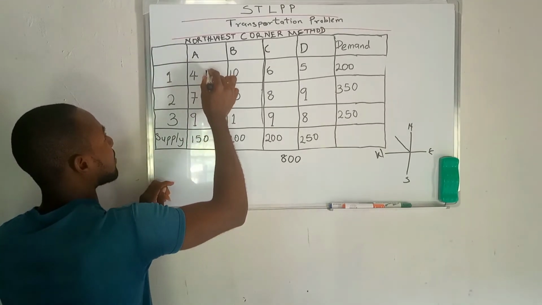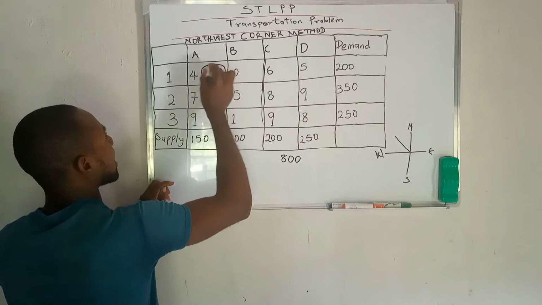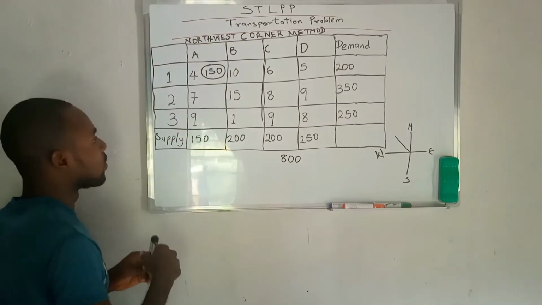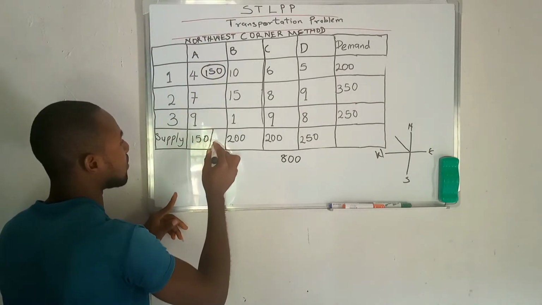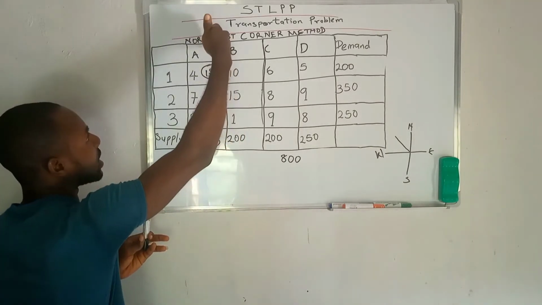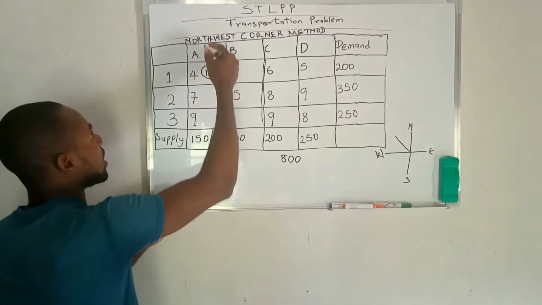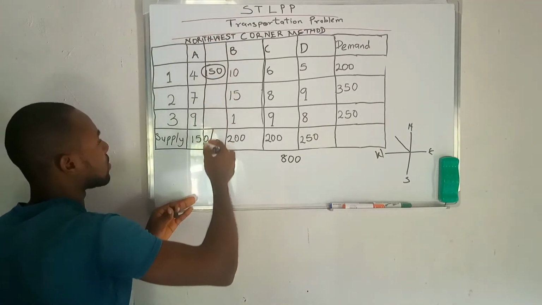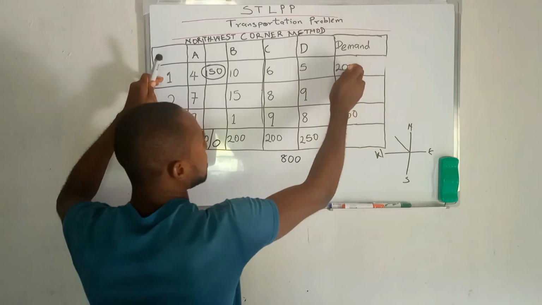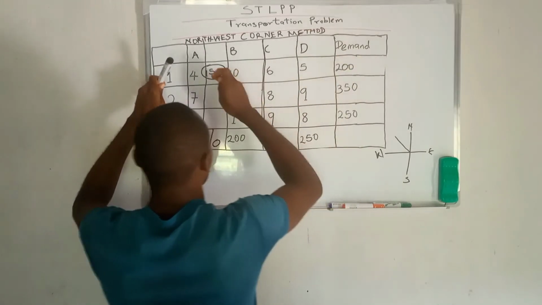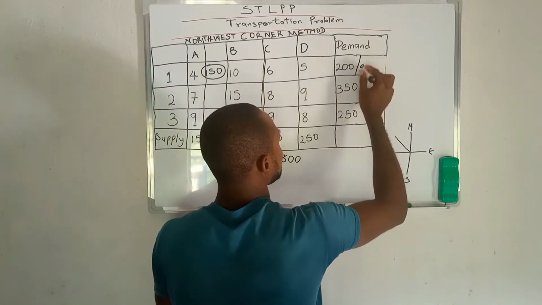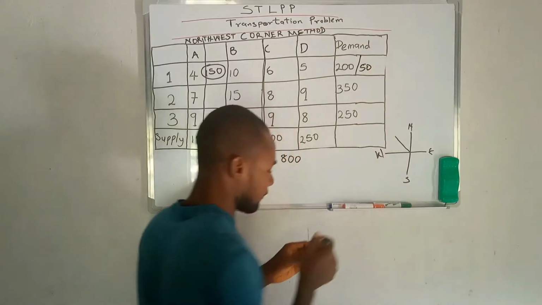After supplying the 150 goods, unit A will have no other goods remaining. So here will be 0, and we have already taken out everything that's in unit A, so we just rule it out. Then we check the first store. They need 200 goods, but we have already supplied 150. So what will be remaining here is 50 goods. They are still demanding 50 goods.